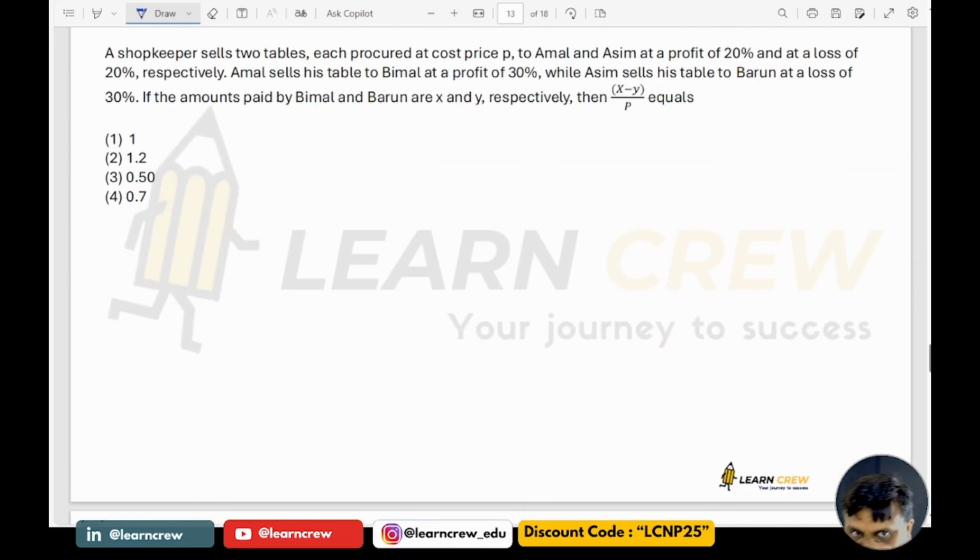A shopkeeper sells 2 tables, each procured at cost price P.